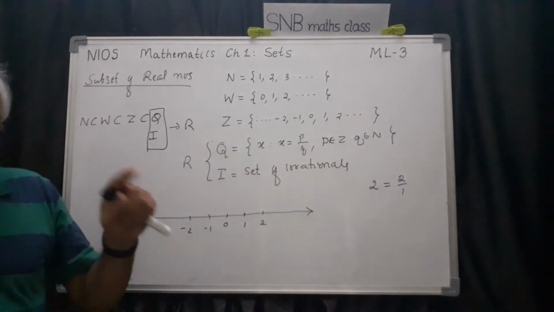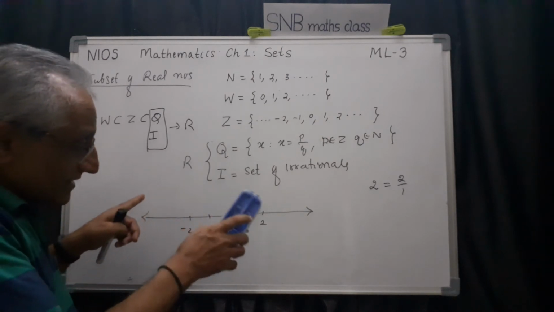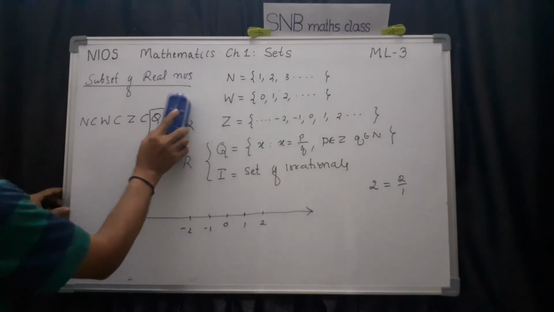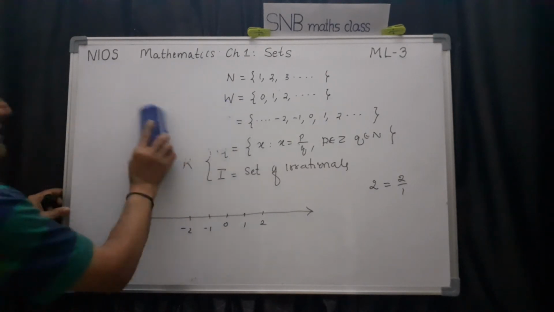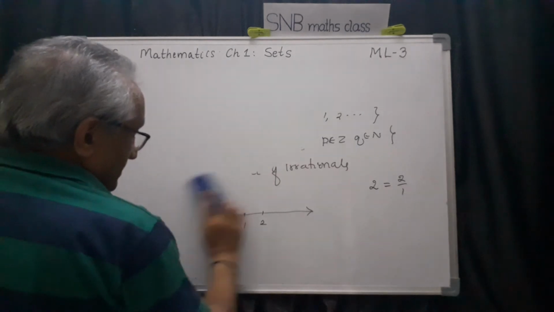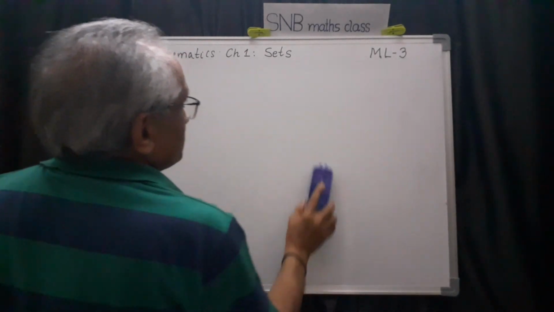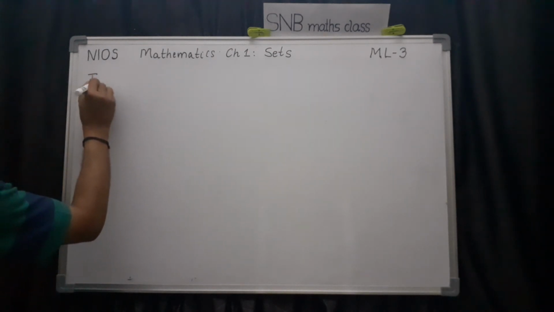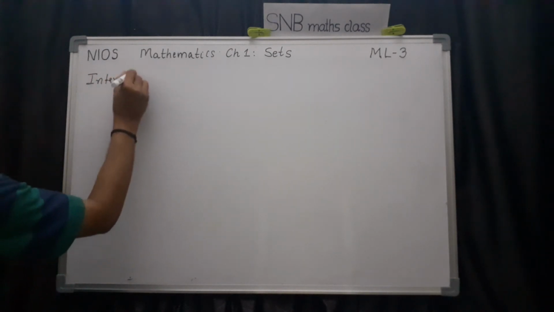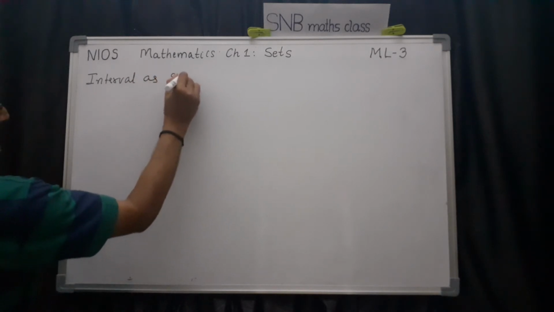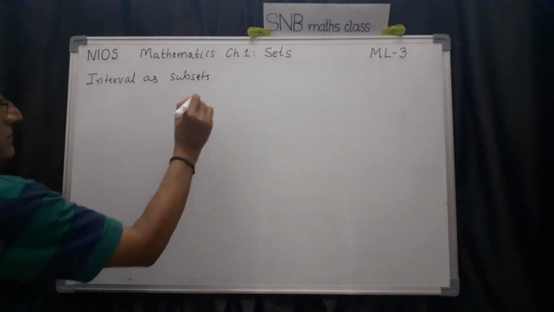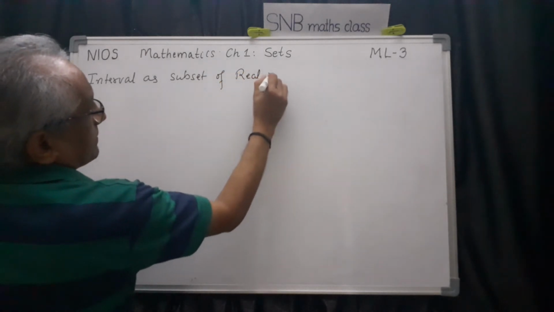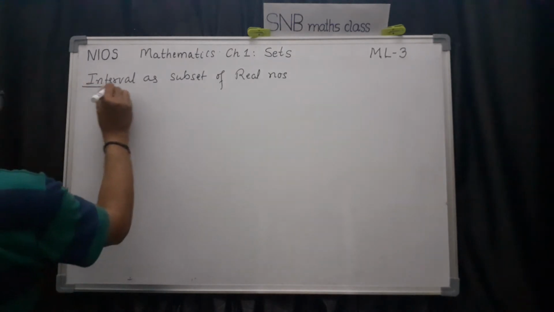You have actually studied this at school level, but I am just helping you to recollect because this is required for the next concept. The next concept is: interval as subset of real numbers. So what do you mean by this?